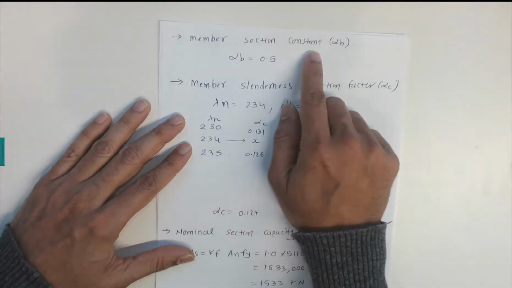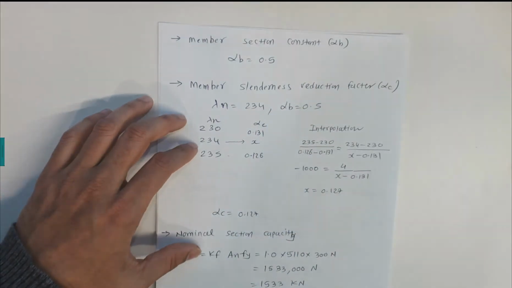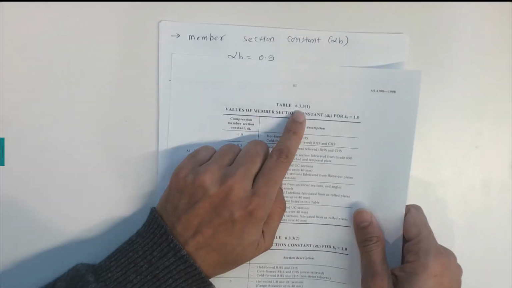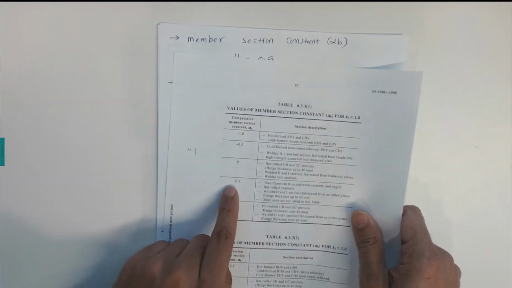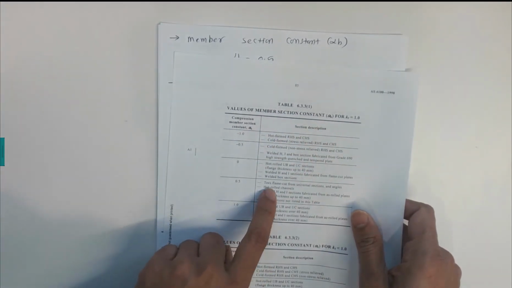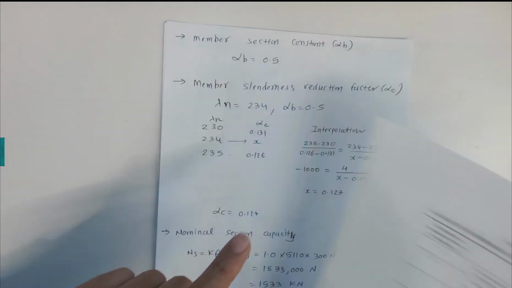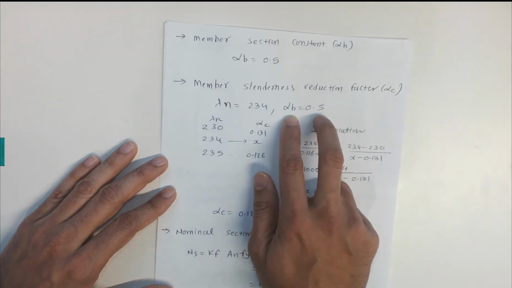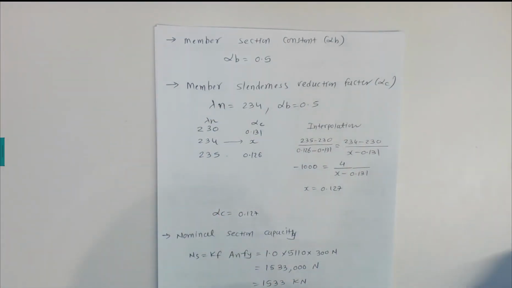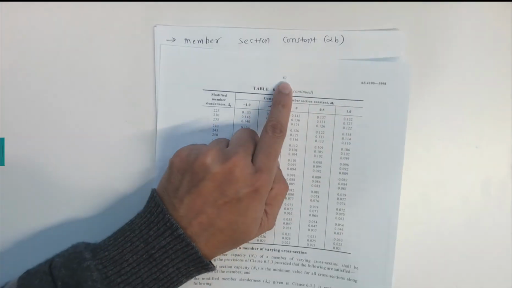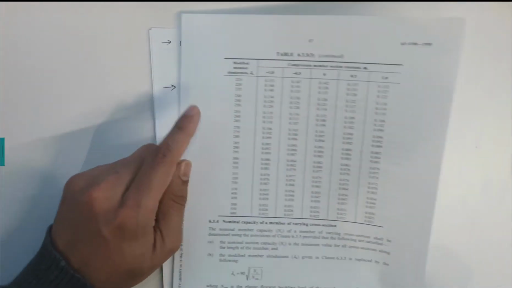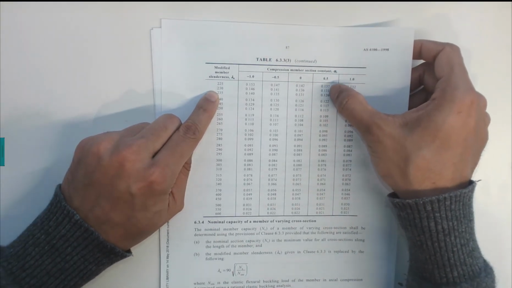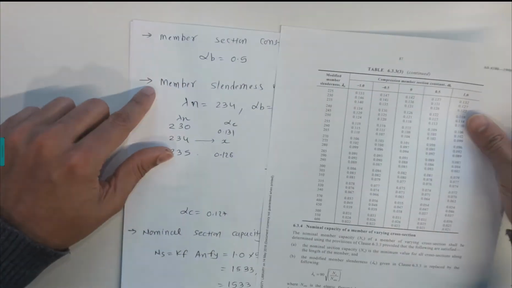Now member section constant alpha b, Kf value is still the same. So in that case, same like the double channel, clause 6.3.3, Kf equal to 1, we can take alpha b equal to 0.5 for hot rolled channels. Member slenderness reduction factor alpha c for lambda n 234 and alpha b 0.5. In the tables on page number 87, lambda n 234 falls between 230 and 235, and alpha c is 0.131 and 0.126, that is written here.